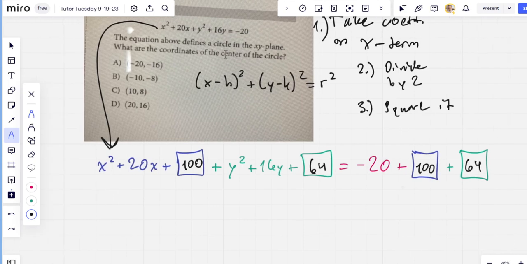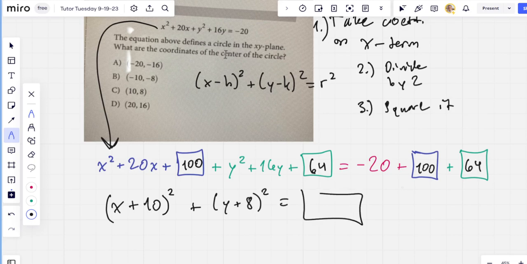So adding that here, we get plus 64, and then we get negative 20 plus 100 plus 64. Now this one will easily factor to x plus 10, the whole thing squared. This one becomes y plus 8 squared. And then you could evaluate this to 144, which is a radius of 12. But that's irrelevant because we're looking for the coordinates of the center. And the center, from this information right here, is very apparent.